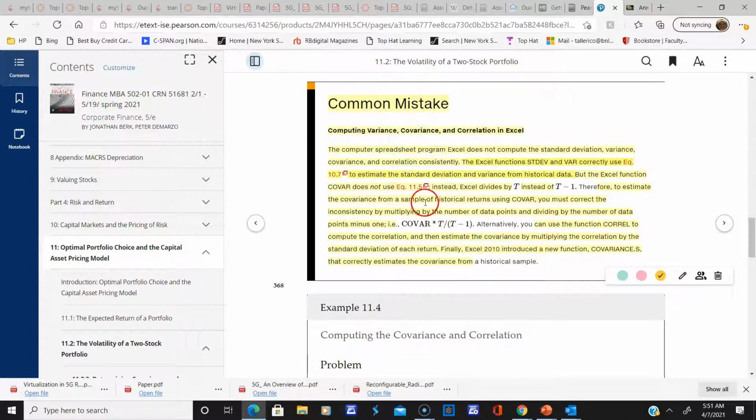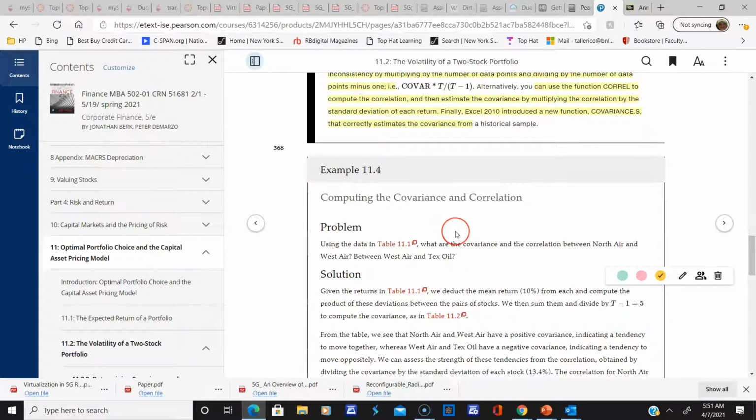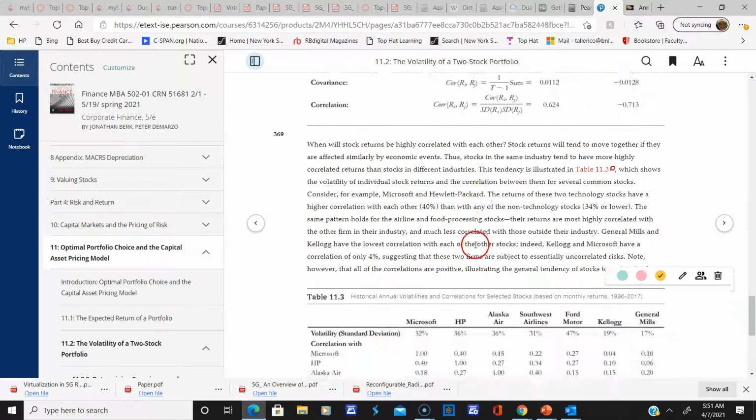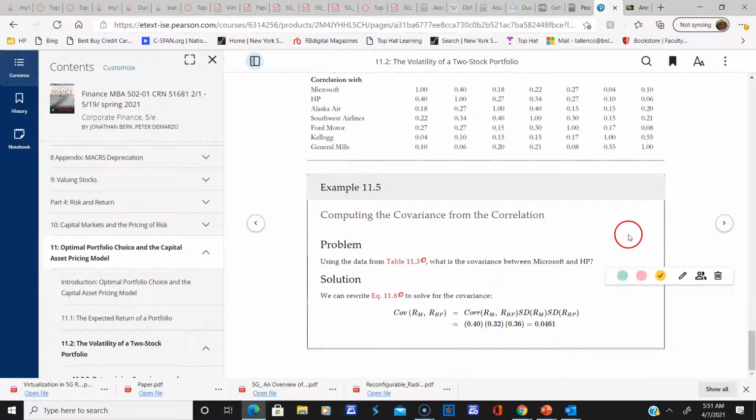All right, now Excel does a little silly thing with variance and covariance. They've changed it. So you have to be very careful using Excel with variance, correlation, and covariance, because they've changed it over time. All right. So let me see if I can find what I want here.